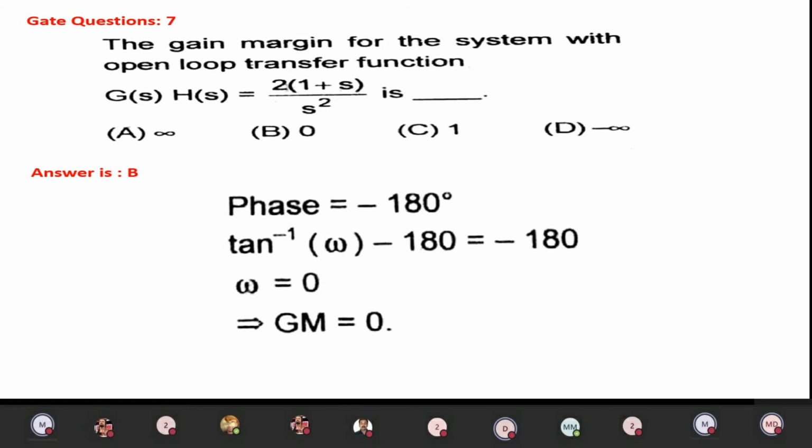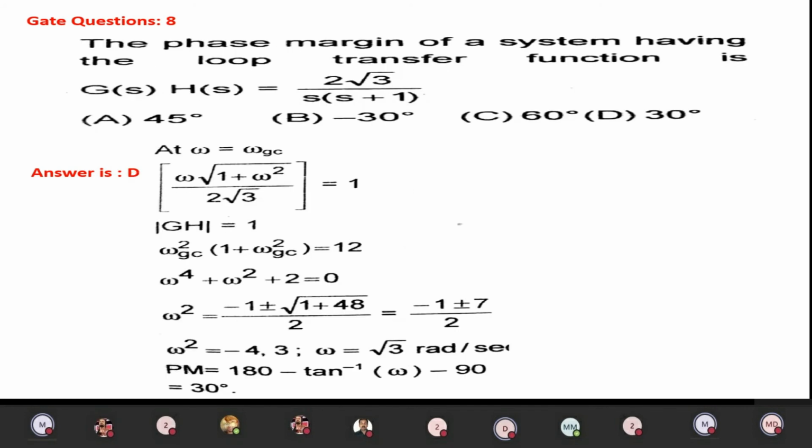Then you can see the next problem. A transfer function is given, and we have to determine the gain margin for this. Here you have to remember minus 180 degree. If you want to write the phase angle for this transfer function, it is minus 180 and then tan inverse of omega, which is equal to minus 180. So tan inverse of omega is equal to 0. So omega is equal to 0, which means the gain margin is also equal to 0. Okay, so that is a simple problem.